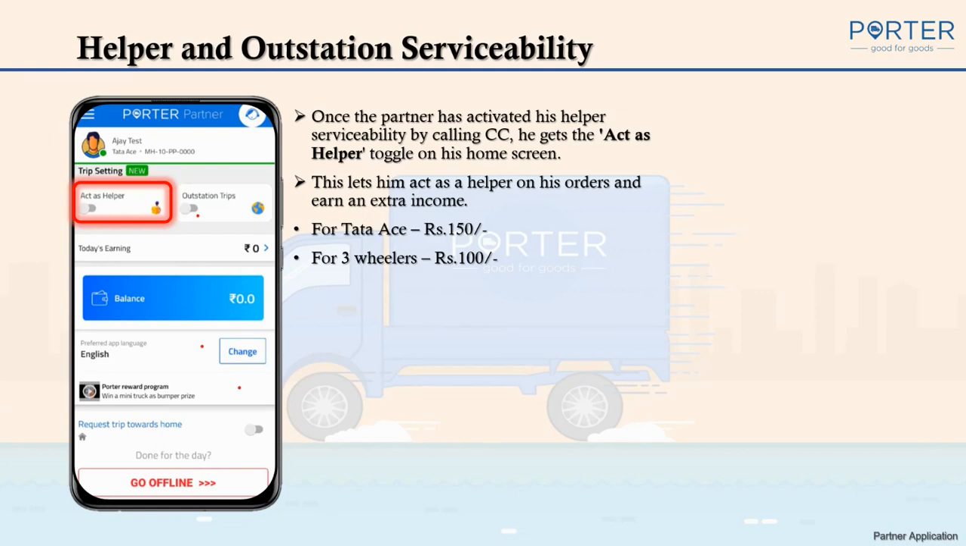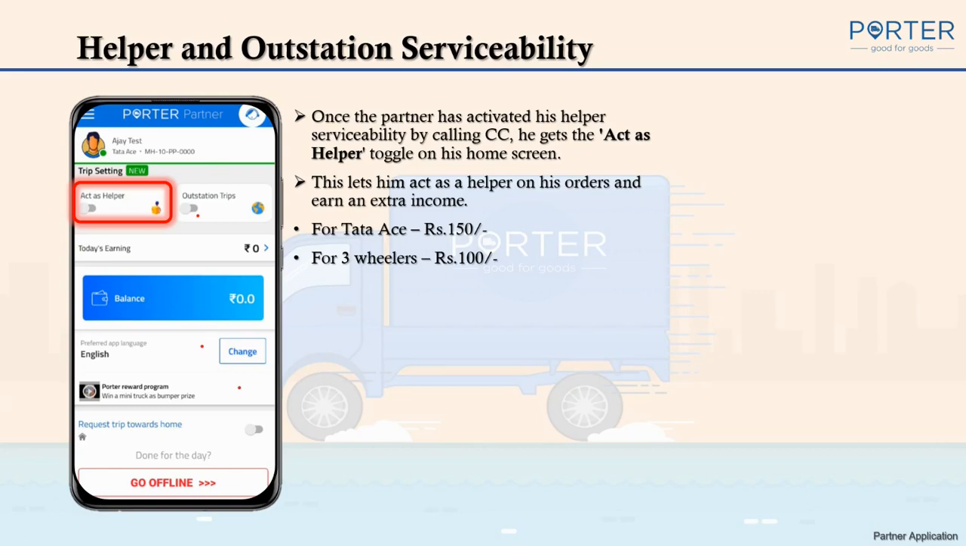After the helper option is successfully enabled for the partner, he can use this option to act as helper. When he is acting as helper, he is supposed to help the customer with the basic loading and offloading of the vehicle and then earn a little extra income. Now the extra income is 150 rupees for Tata Ace and 100 rupees for a three-wheeler vehicle.